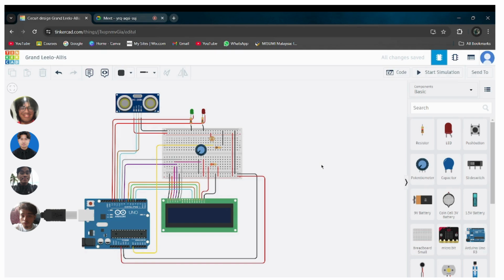The third component is the 16 by 2 LCD screen. It functions as a display for alphanumeric characters in 16 columns and 2 rows. The purpose of the component in the circuit is to show the distance measured by the ultrasonic sensor and other messages. The component is often used with an I2C module for easier wiring with Arduino.